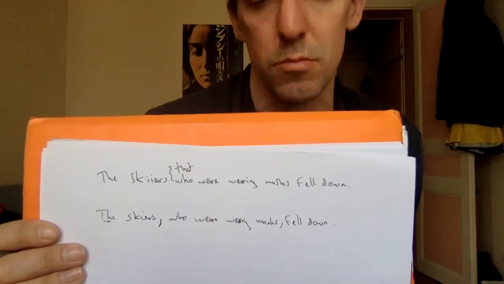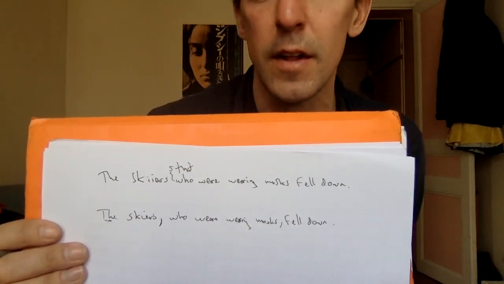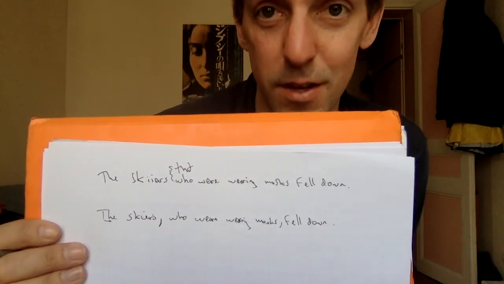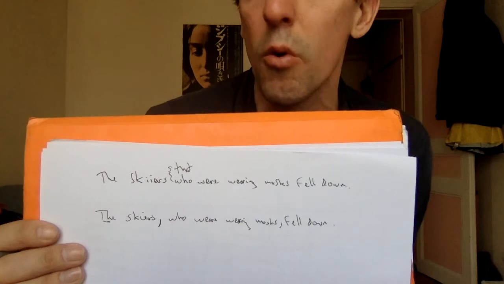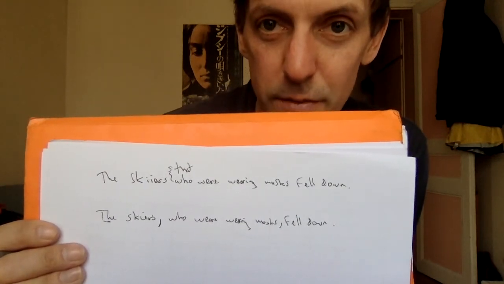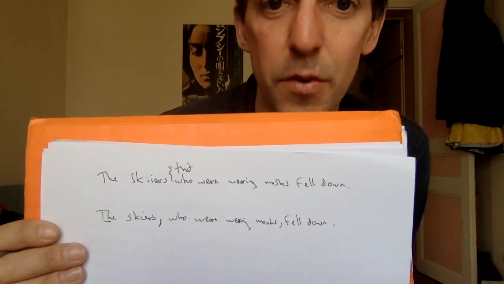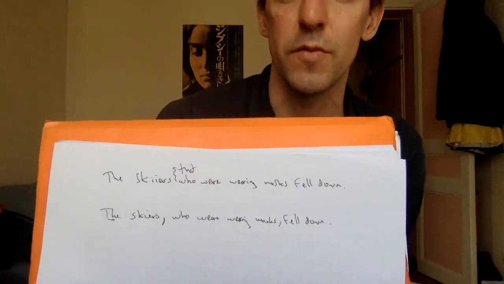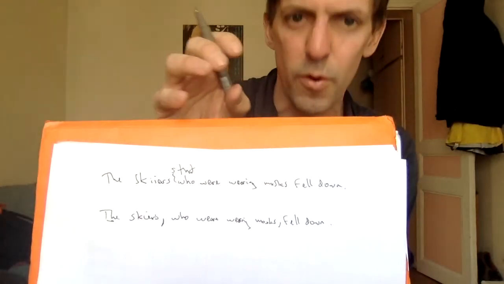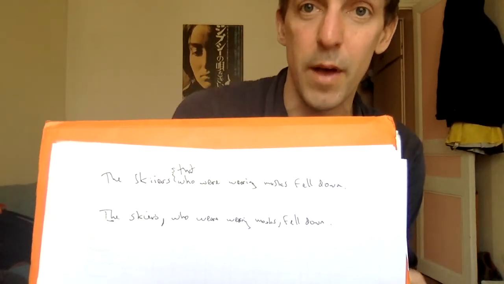So, the skiers, who were wearing masks, fell down. What that means is all the skiers fell down. We're saying the skiers fell down, and, by the way, they were wearing masks. We're not creating a subcategory of skiers who were wearing masks. In the first example, the skiers who were wearing masks fell down. We're saying there were a lot of skiers, and there was a little group who were wearing masks, and those who were wearing masks fell down.